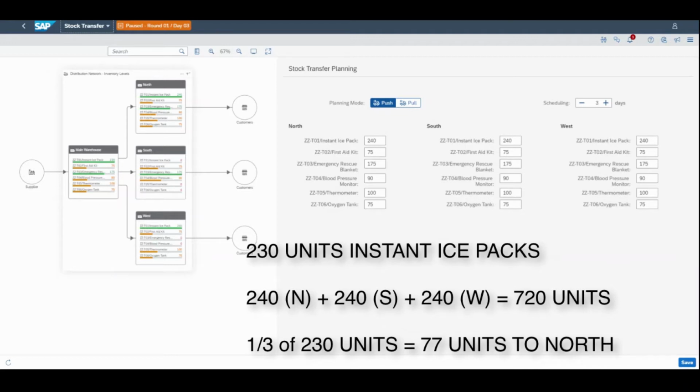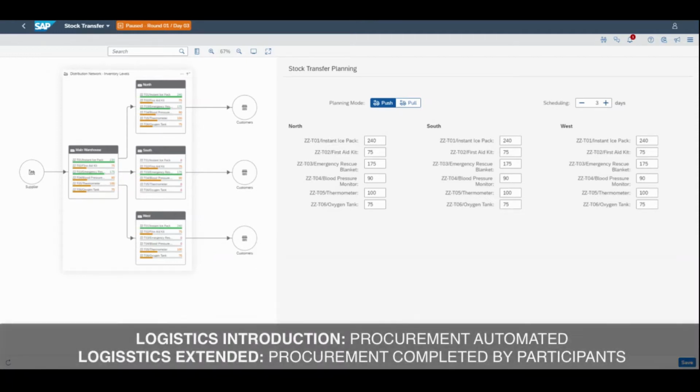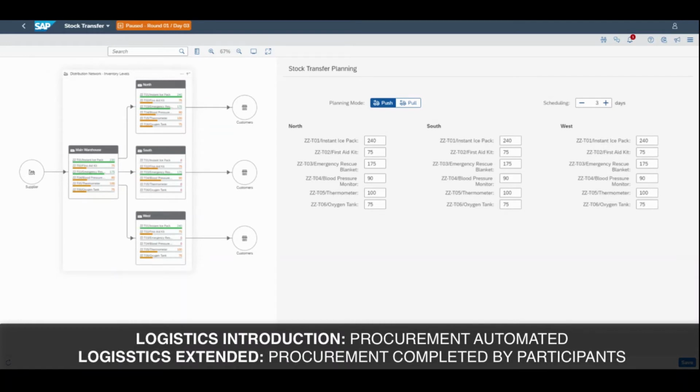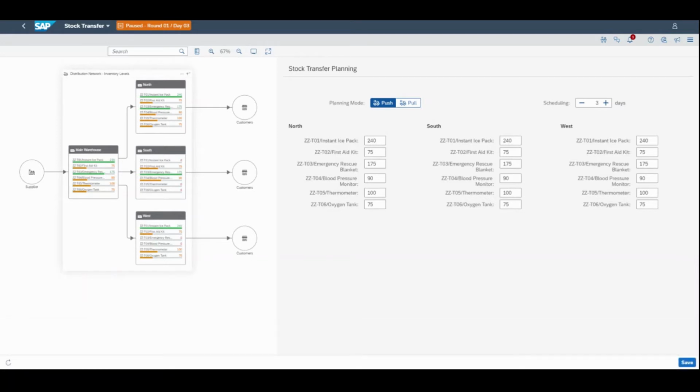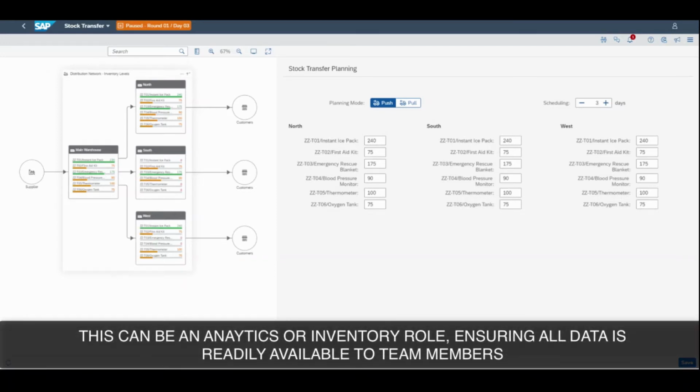Alternatively, the logistics representative can adjust a product's total transfer quantity to be equal or less than what remains in the main inventory. In logistics introduction, because replenishment is automated and delivered every 5 days, there is technically no assigned role for the procurement process. However, in teams of 4 or 5, it can be helpful to have a participant assigned to assist both the sales and logistics representatives with analyzing their respective reports.